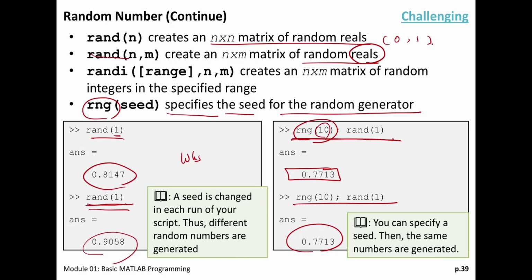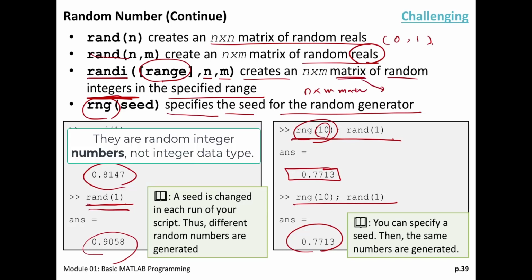So the most frequently used function is randi, which creates a random integer in the specified range. You first put the range here, and then it generates an n by n matrix. Okay, we're going to learn about the matrix and the array variable in the following lecture.